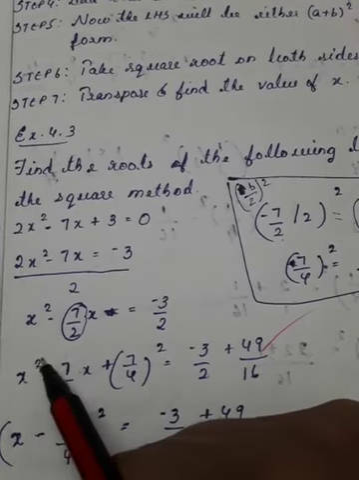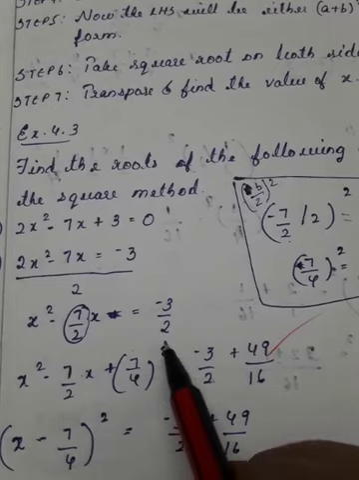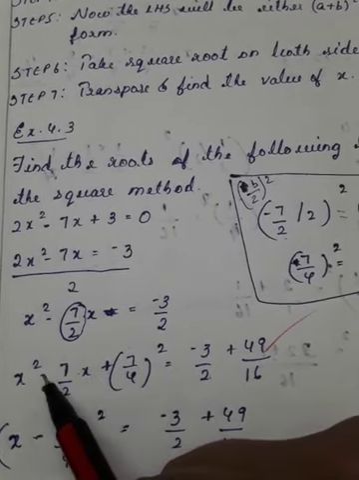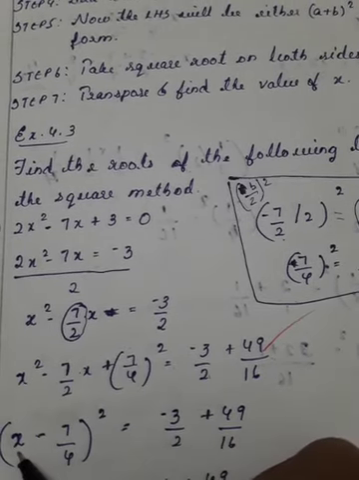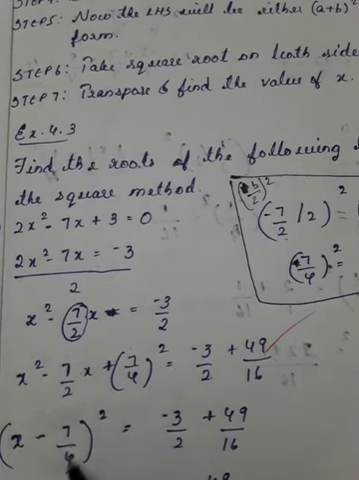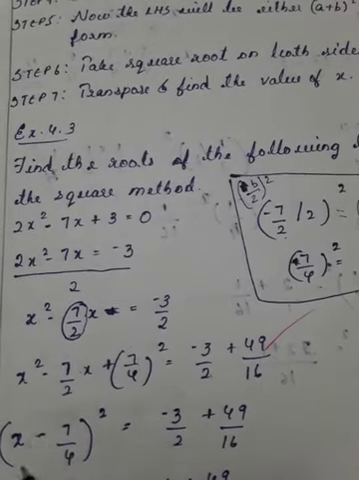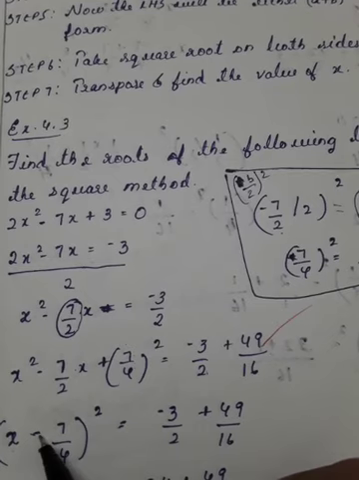Then here x square means a is x. Here 7 by 4 whole square means b is 7 by 4. No need to bother about this. From here we took the symbol. From this, square root of x square is x. 7 by 4 whole square's square root will be 7 by 4. That means we should write this bracket and from here x. This symbol, minus then minus. If it is plus, it will be plus.